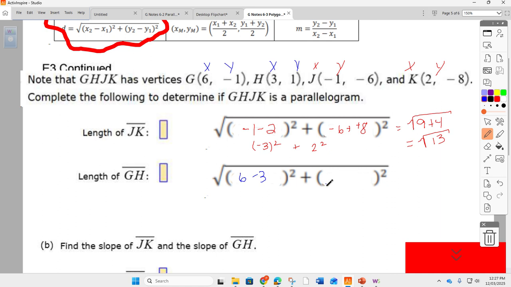What are we going to put in the next set of parentheses? This was x minus x. We need y minus y. What y's are we talking about? Look up here, Betty. Look at the board. G and H are the endpoints of segment GH, so that's what we use for the distance of that segment. So it's negative 1 minus 1. Does that make sense?